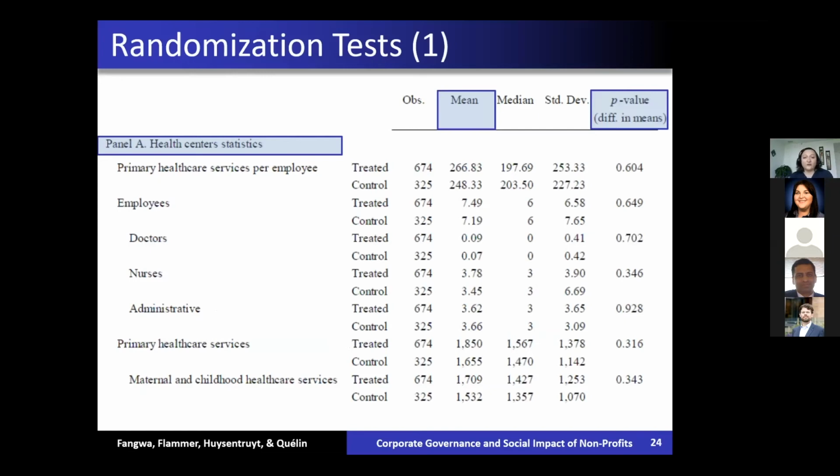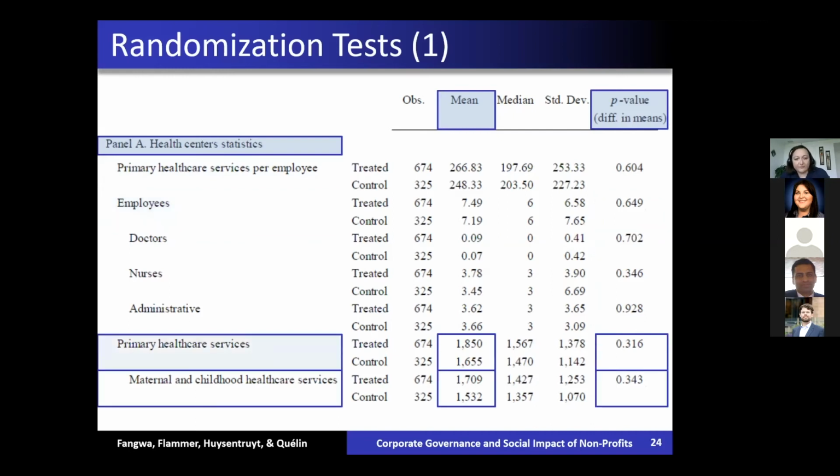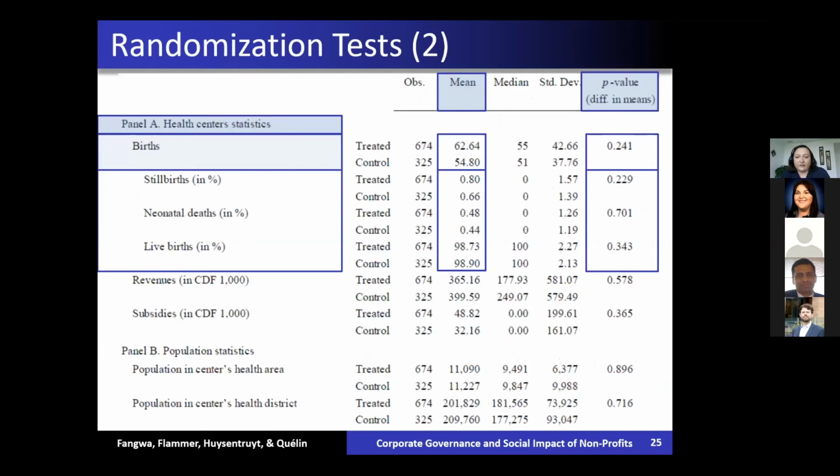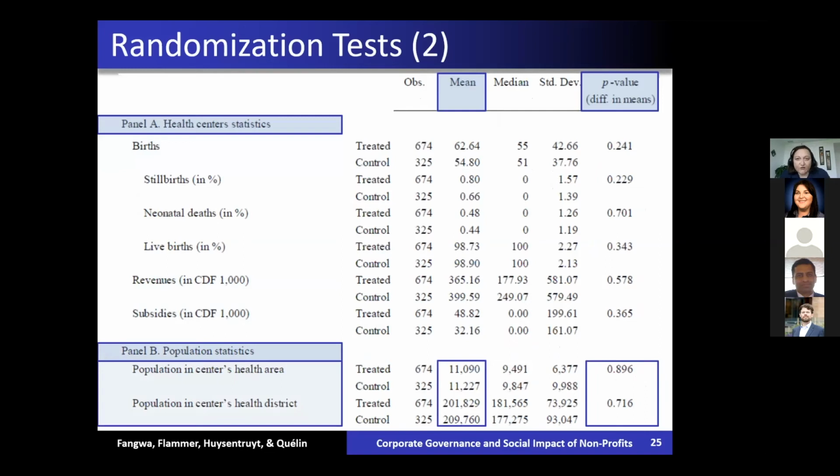So if it's truly random whether the health centers within this program are assigned to the treatment or control group, you would expect that there is no statistically significant difference between these two groups along several observable variables. And this is exactly what you can see in this table. There's no statistically significant difference between treated and control groups, regardless of whether we look at the primary healthcare service provided per employee, number of employees and the composition of employees, the type of primary healthcare services, the number of births and birth statistics. Same applies to the financials and the population statistics. Okay, so overall, this is really supportive of randomization.